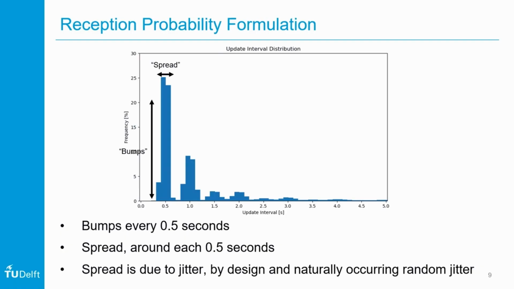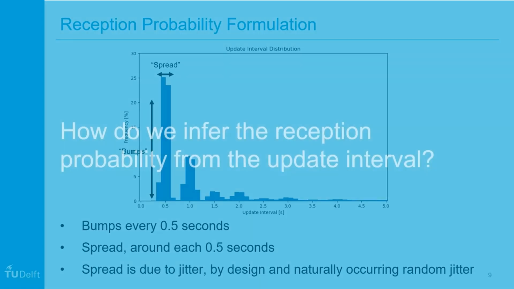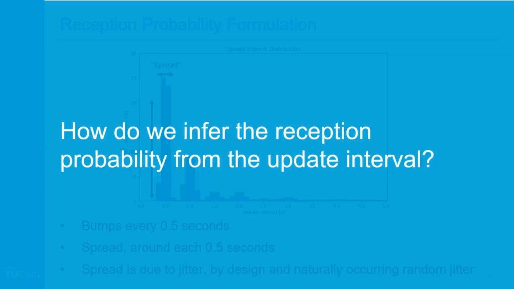And this spread can be explained by the jitter in the transmission. So if you read the ADSB, some reference in ADSB, they said the transmission is not exactly every 0.5 seconds, but there's some tweak in there. Also, naturally occurring random jitter in the transmission and the reception itself, like the timing in the receiver also contributes to it. Then from this graph, the other paper stated in terms of average update interval, and we want to do it in the reception probability side.